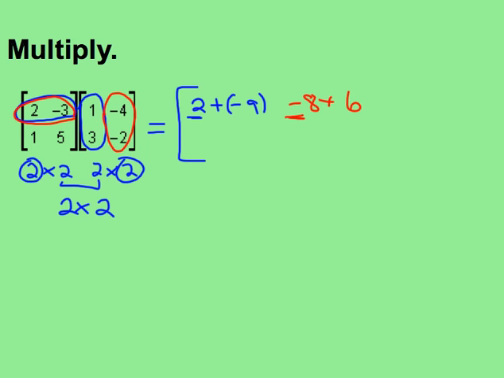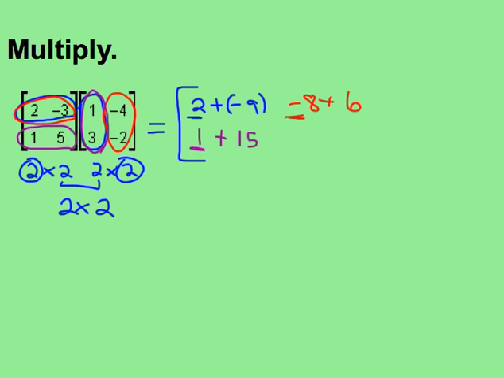All right? Now we're going to move down to row 2. This spot right here is row 2. Okay, so we always take the row of the first matrix, and this is column 1, so it'll be column 1 of the second matrix, and we'll put those together. It's always the first times the first, so it'll be 1 times 1 is 1, plus 5 times 3 is 15.